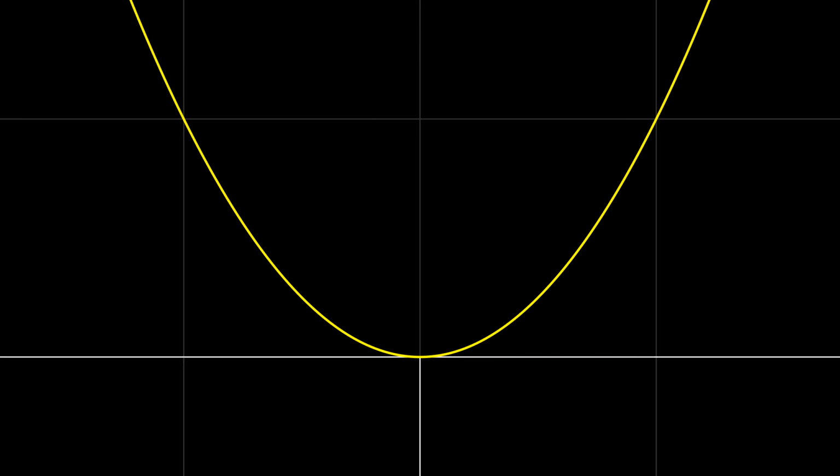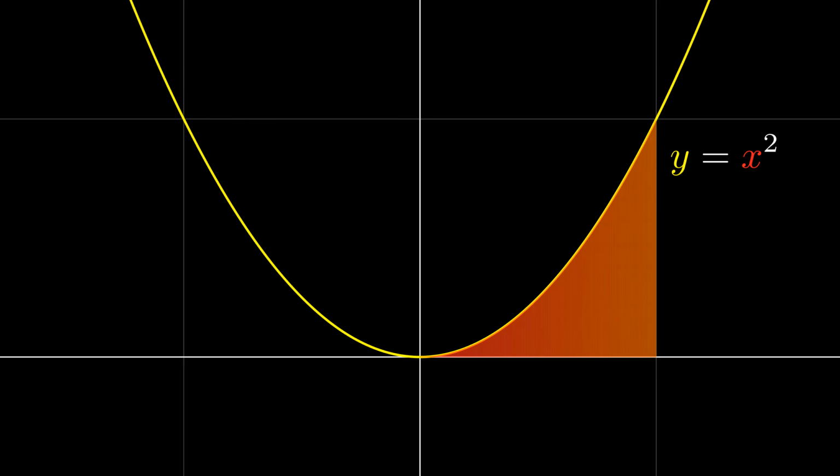Let's try to find the area of a parabola. To be more precise, let's say that this parabola is the graph of the function y equals x squared. Each of these grid lines has a length of 1. How could we find this area right here?